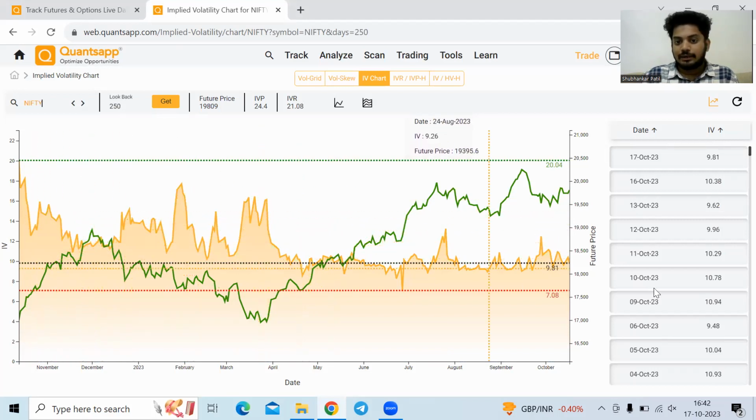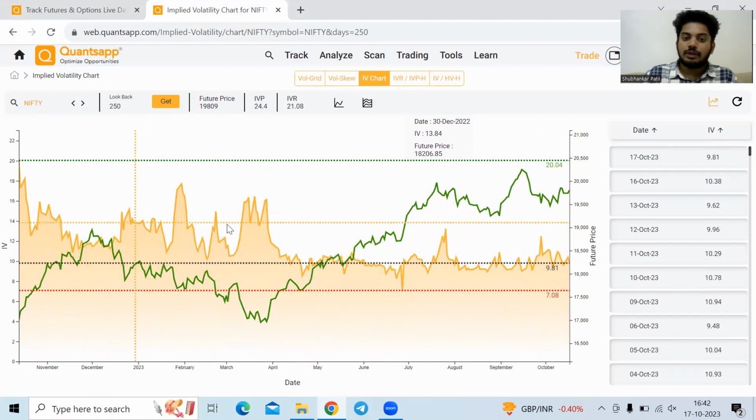Now we are looking at the 250 days implied volatility of Nifty, wherein the orange line is showing us implied volatility and the green line is showing us the futures price. Now if you see, it is mean reverting in nature, right? The orange line is never trending, whereas on the other side, the green line, which is the futures price, is trending to an extent. So you'll never see an implied volatility chart which is continuously upwards or downwards. It will mean revert, it will come back to its normal regime.